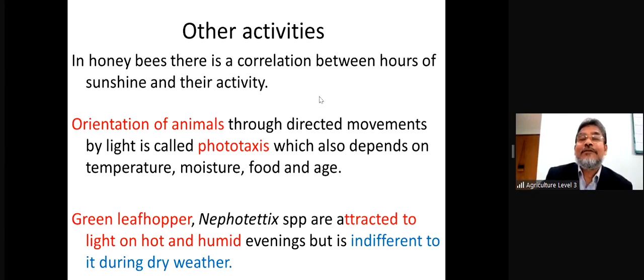What is that? Honeybee. There is a correlation between hours of sunshine and their activity. When there is no sunshine, the honeybees will not stay in the field. They go to the field to collect nectar from different flowers. They visit flower to flower, collect nectar and bring it to their hives and make it honey. But the honeybee's activity will be reduced when the sunshine is low. When there is no sunshine, the honeybees will not go out from their hive. They will stay within the hive. But when there is good sunshine, they will go out and visit the flowers. So this sunshine is light, and that light is affecting the movement of honeybees.